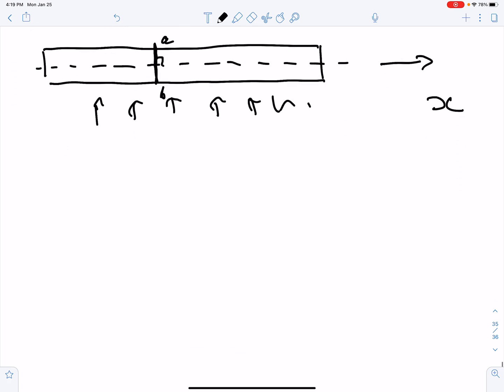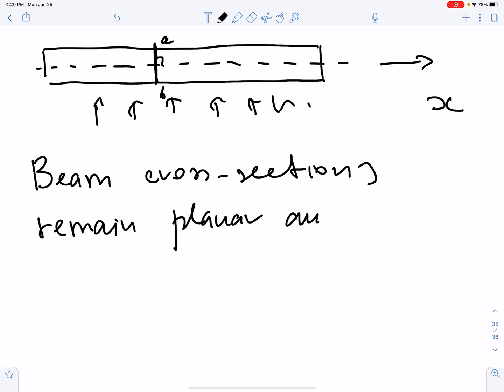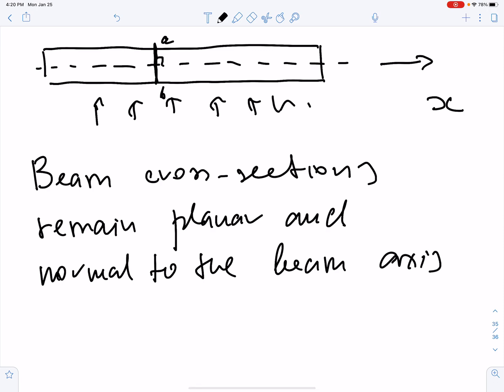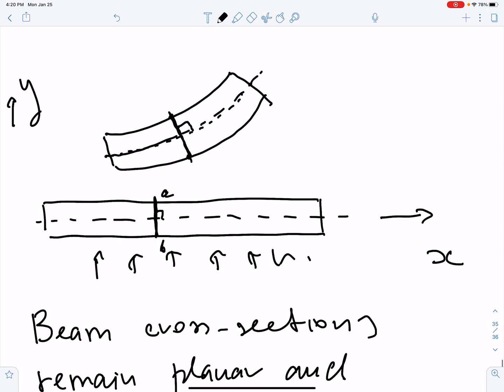Okay. So in other words, beam cross sections remain planar and normal to the beam axis in the deformed configuration. Okay. And so what happens is you apply these transverse loads, right? Locally, the beam will develop some curvature. Okay, so something that's straight will develop a region with a given curvature radius.